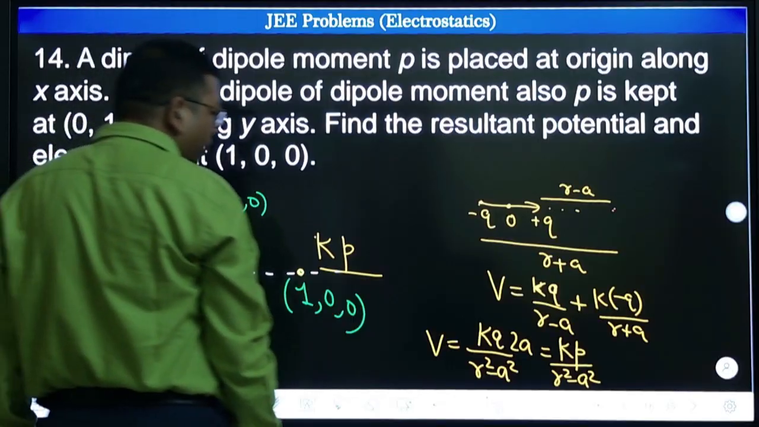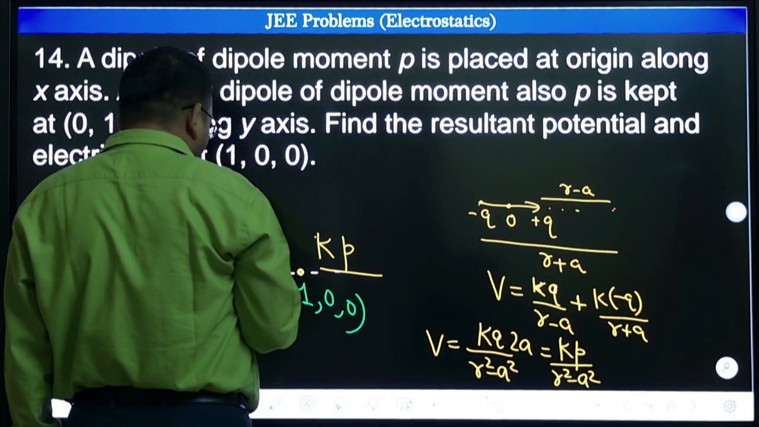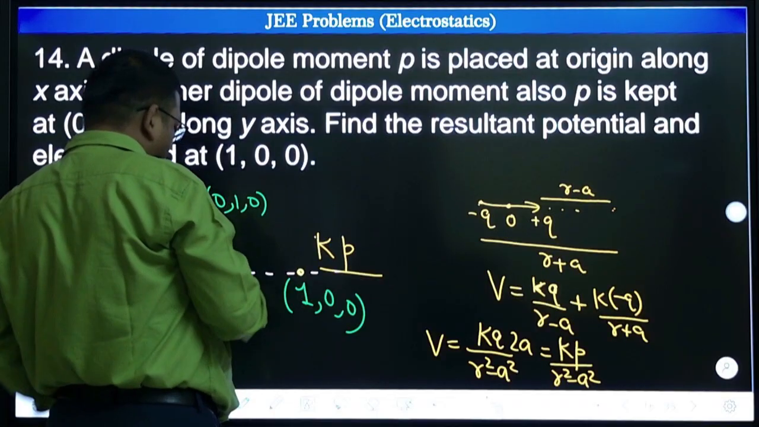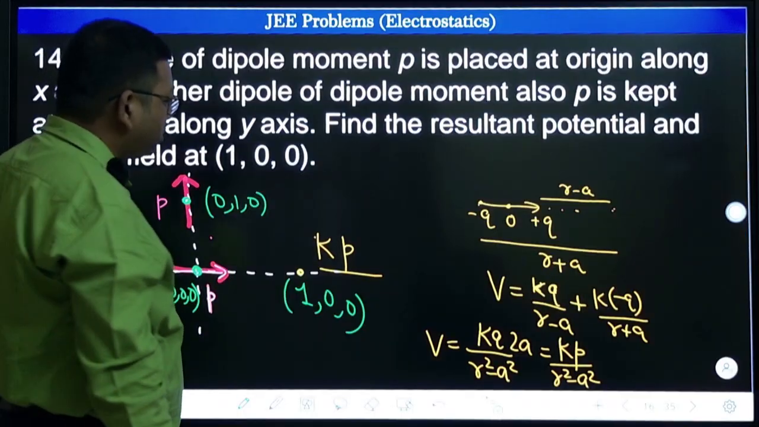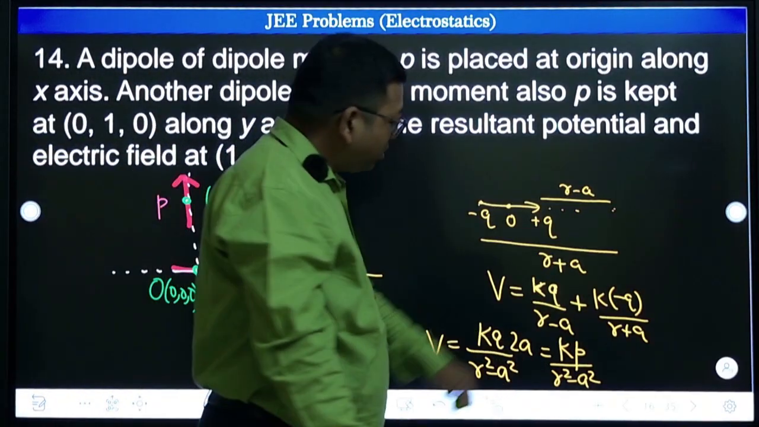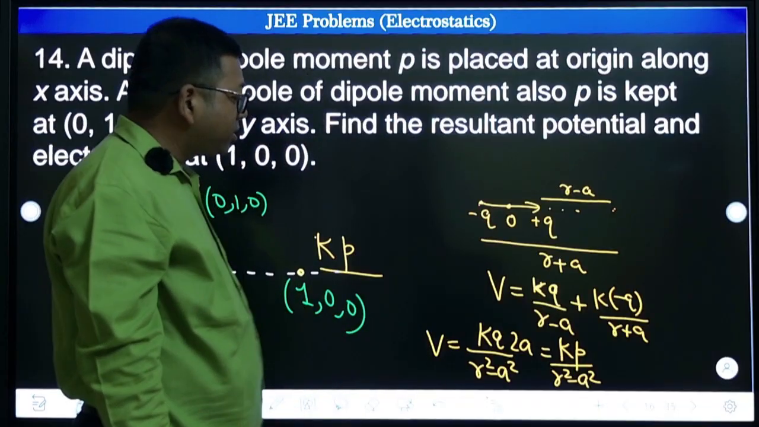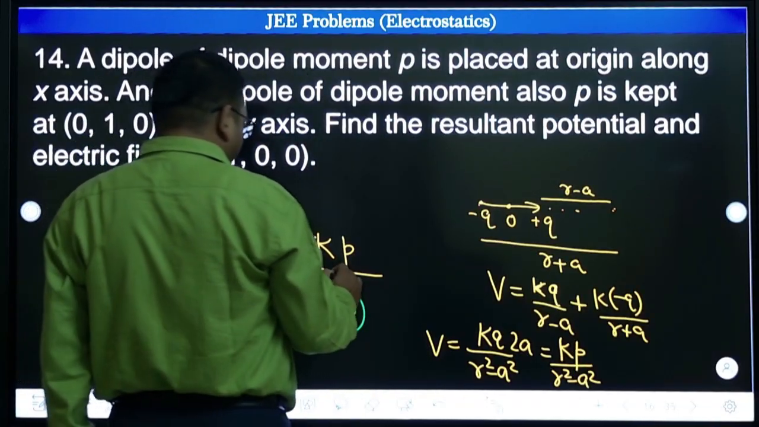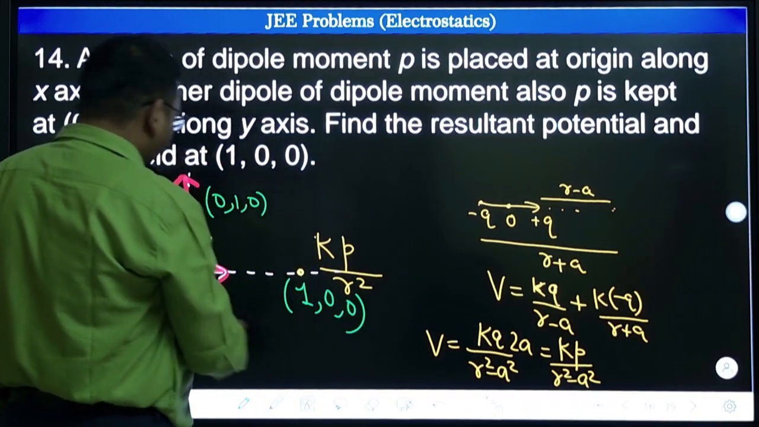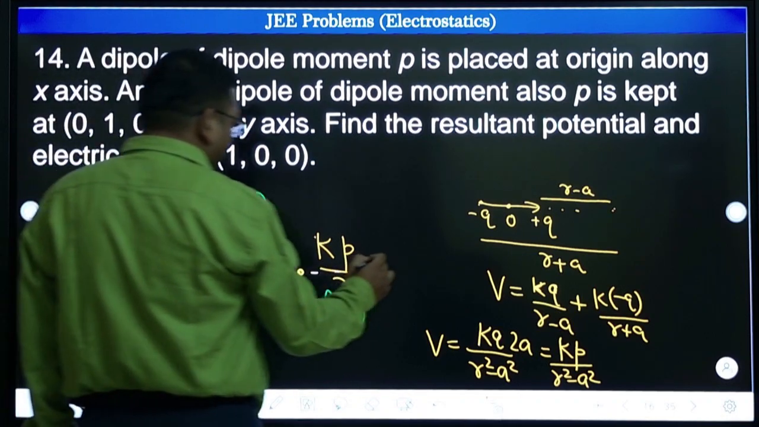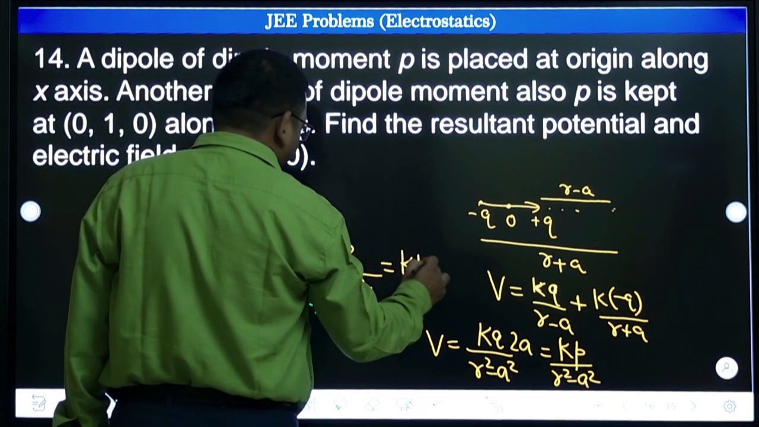So kp by r square minus a square is the formula for potential, but they have not mentioned what a is. You can treat it as a short dipole. Short dipole means you are going to neglect a in the denominator. So kp by r square. R here is 1, correct? R is 1 here, so this will become just kp.